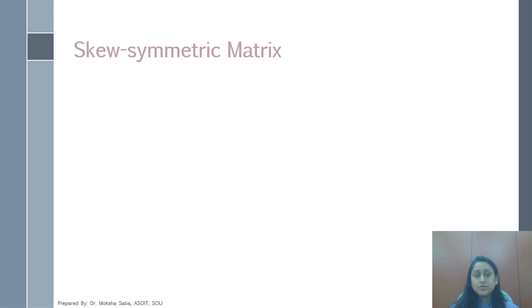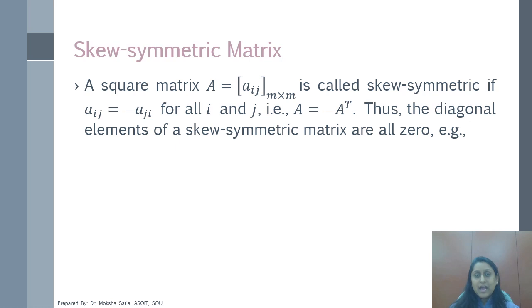Now next is skew symmetric matrix. A square matrix [Aij], m by n, is called a skew symmetric matrix if Aij equals minus Aji for all i, j. That means if I have a matrix A and I take a transpose of the matrix and the sign is different, meaning A equals minus A transpose, then the matrix is called a skew symmetric matrix.